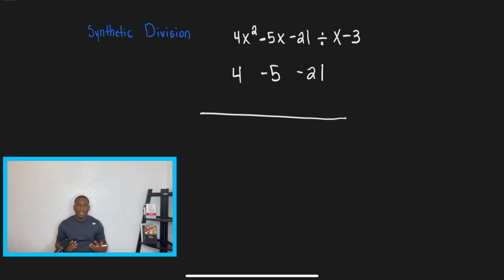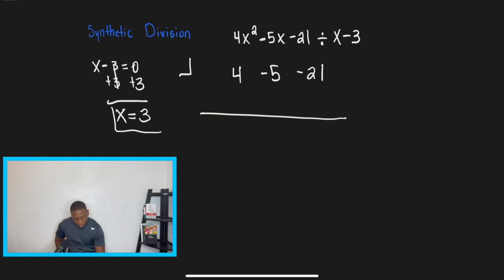Then we need to understand what we're dividing our polynomial, our function, by. We're dividing by x minus 3. So when we talk about synthetic division, we set x minus 3 equal to 0. Once we solve, we get x is equal to 3. This is the number that we're actually going to divide by, so we put it up here at the top.